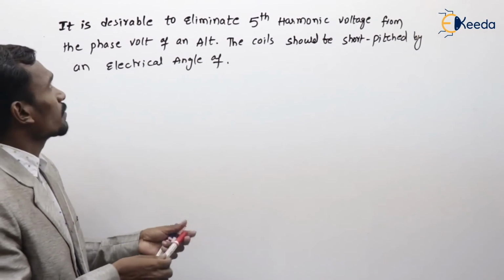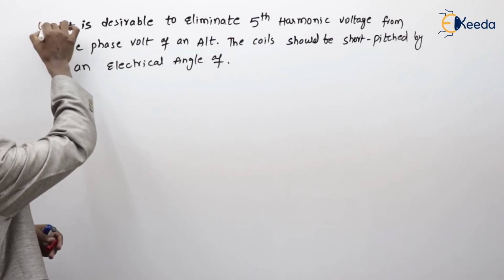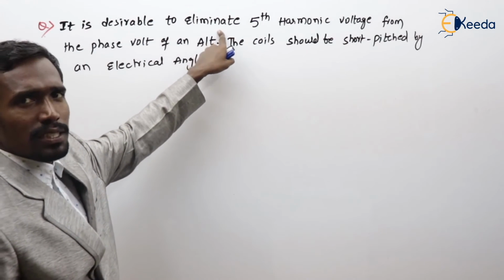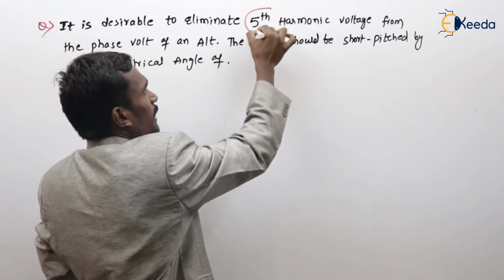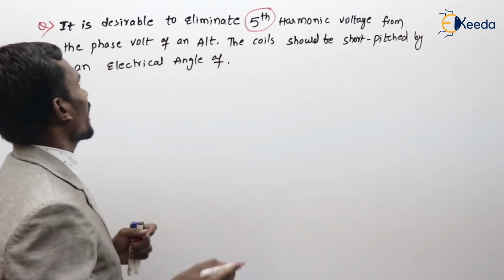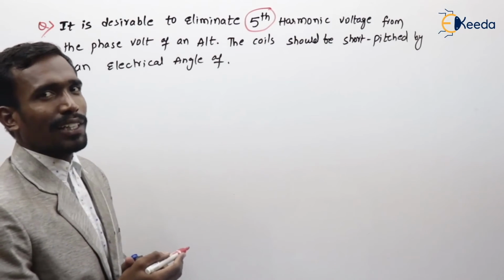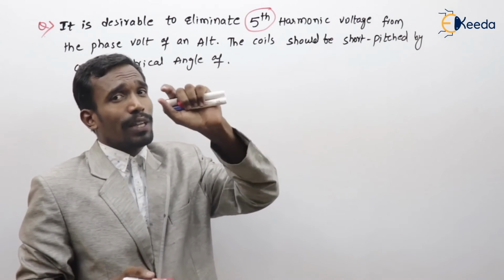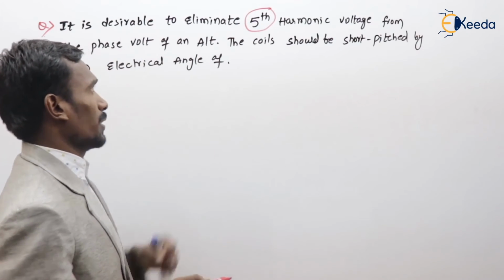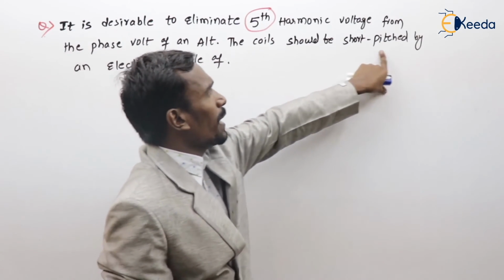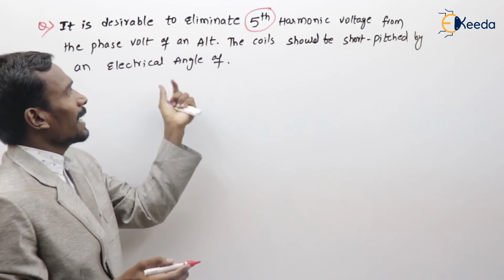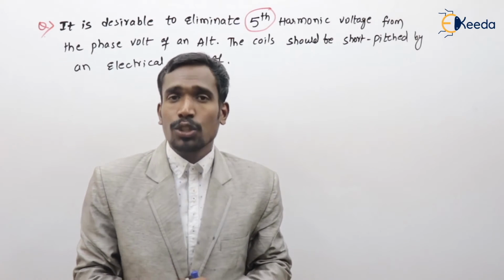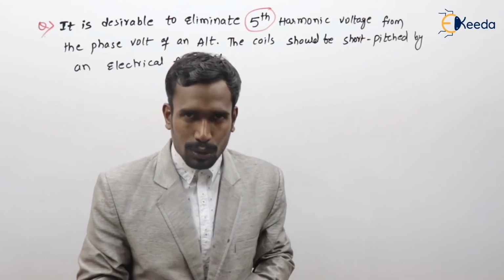Right, next question. It is desirable to eliminate fifth harmonic voltage from the phase voltage of an alternator. What do you have to eliminate? Fifth harmonic voltage. The coil should be short pitched by an electrical angle of what? What is the short pitch angle to eliminate fifth order harmonics?